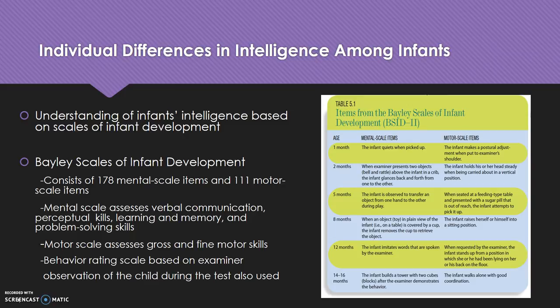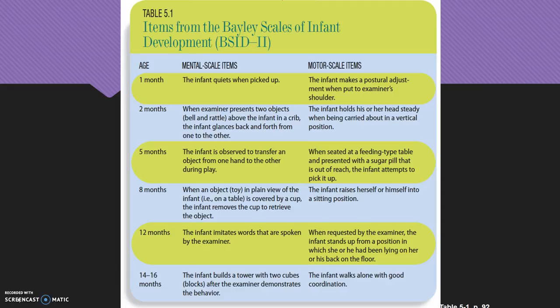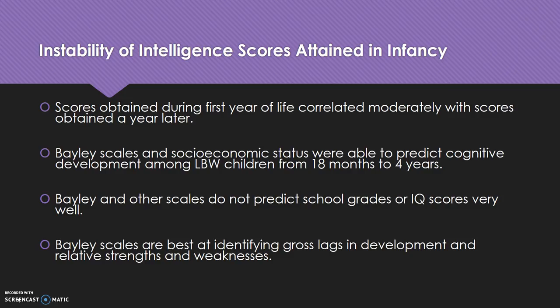Things like that. So the mental scale items, the ones here in the left-hand column, are used to assess verbal communication, perceptual skills, things like learning, memory, and problem solving. The motor scale items are used to look at gross motor development and fine motor skills. And then there's a behavior rating scale that's based on what the examiner observes during the test, and that's also used to get a gauge on intelligence. And here we can see those Bayley items again. These are also in your book on page 104.